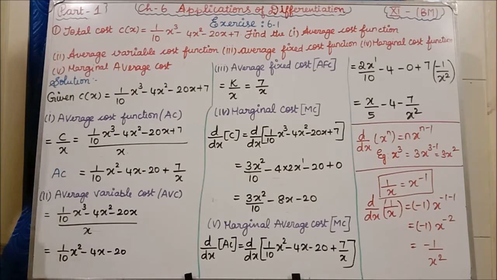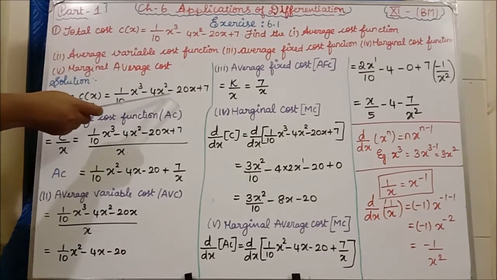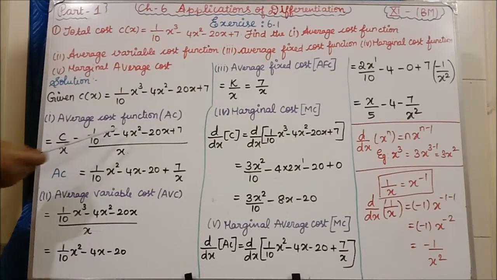First, what we have to find? The average cost function, AC, we have to find. Average means I told you we have to divide by x. What do you have to divide here? You have to divide the cost C by x. The cost given in the question is 1/10 x cube minus 4x square minus 20x plus 7. We are going to divide it by x.